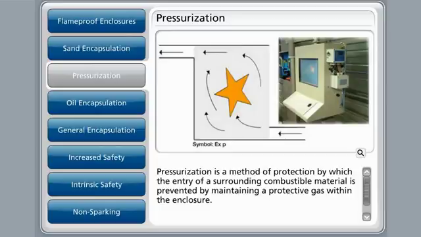Pressurization is a method of protection by which the entry of a surrounding combustible material is prevented by maintaining a protective gas within the enclosure. This is generally accomplished by creating a higher pressure within the enclosure than the surrounding atmosphere. This protective method would be used for any power-operated equipment.